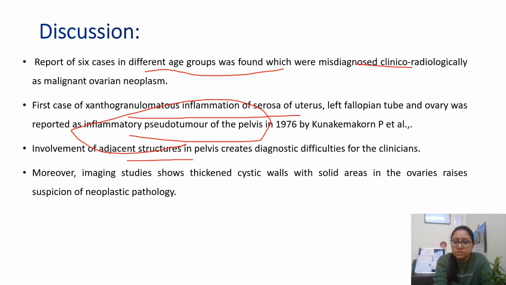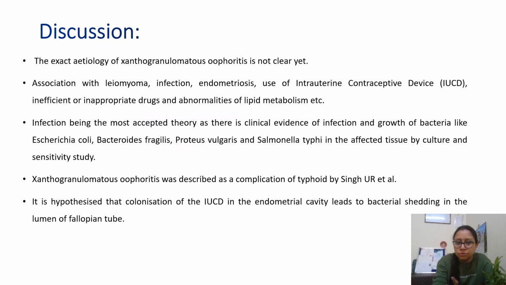So regarding involvement of adjacent structures, as I said, it has a tendency to spread locally. It causes nearby destruction, so that creates an impression that the lesion is malignant. Moreover, on imaging there are thick walls, as the mass grows into the surrounding tissue, a histiocytic lesion. So it has a thick cystic wall with solid areas in the ovaries. So there is a suspicion of neoplastic etiology on ultrasound or imaging also.